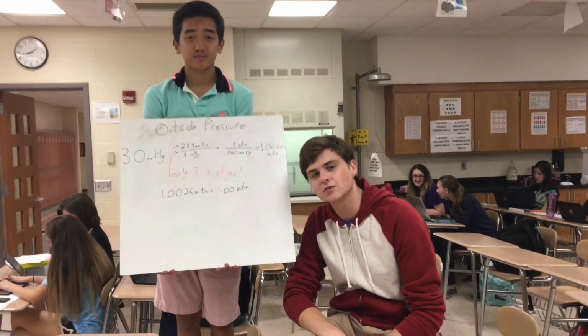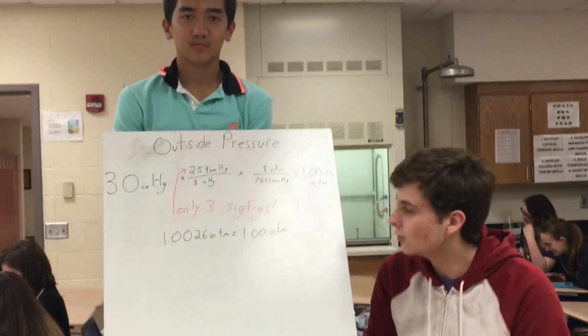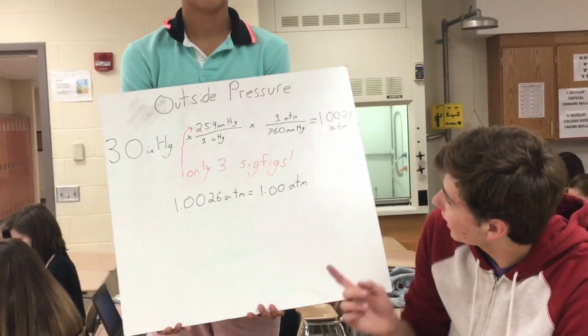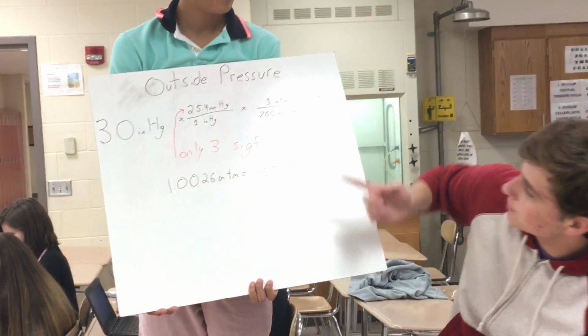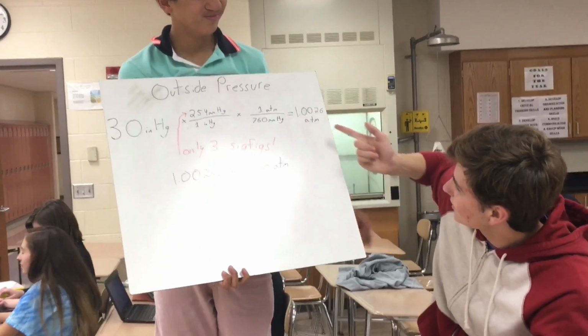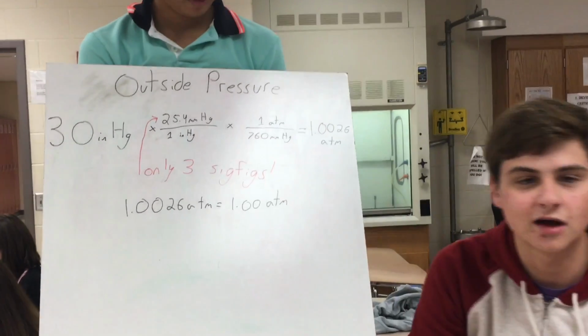Before we can calculate the moles of CO2, we need to calculate the outside pressure. When we looked it up, we got 30 inches of mercury, which we have to convert to ATMs. So we do that by converting it to millimeters mercury and then ATMs. And we got this. But of course, there are only 3 sig figs, so we got 1.00 atmospheres.